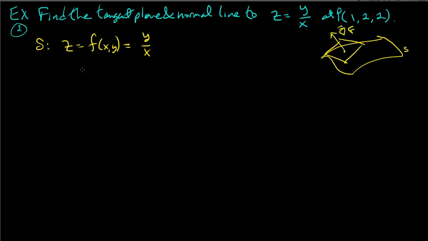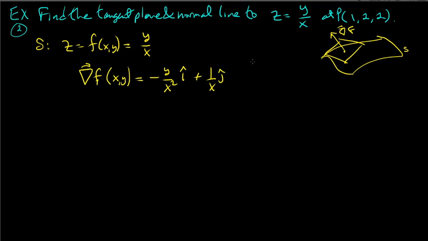You might think, well, okay, take the gradient of this function. But that's not going to work, right? This is the wrong gradient. I mean, we can do it, but the partial with respect to x is, I think, negative y over x squared times i. And then the partial with respect to y is just 1 over x times j. So what's wrong with this?